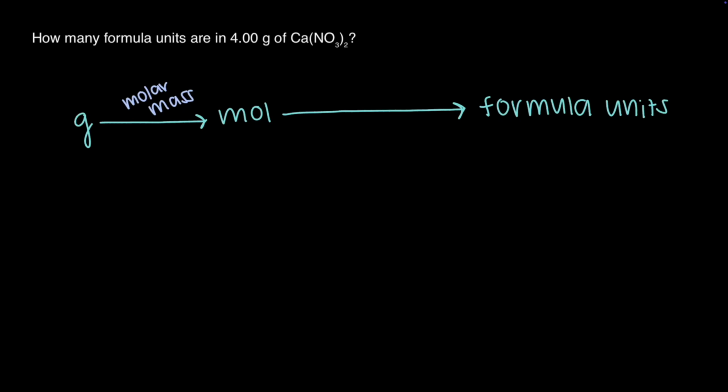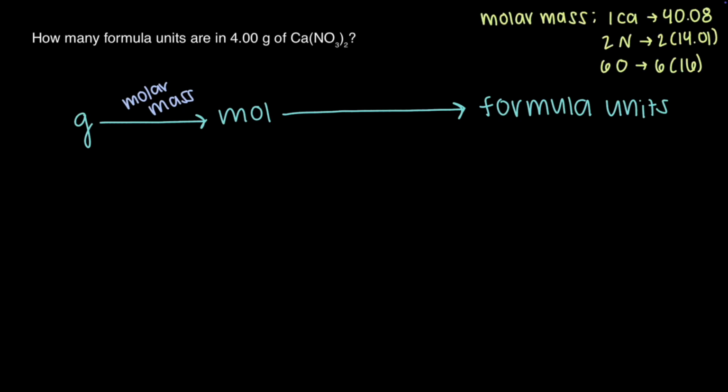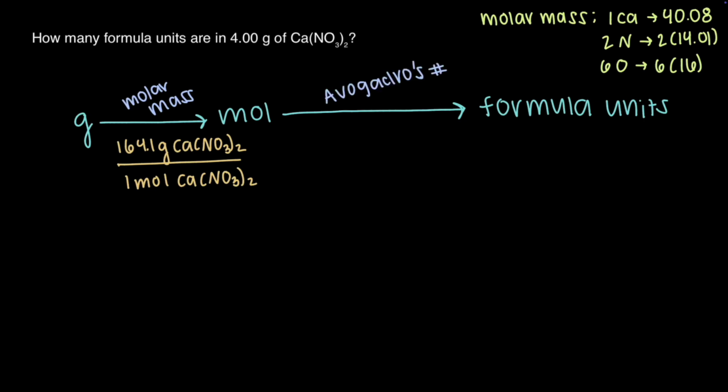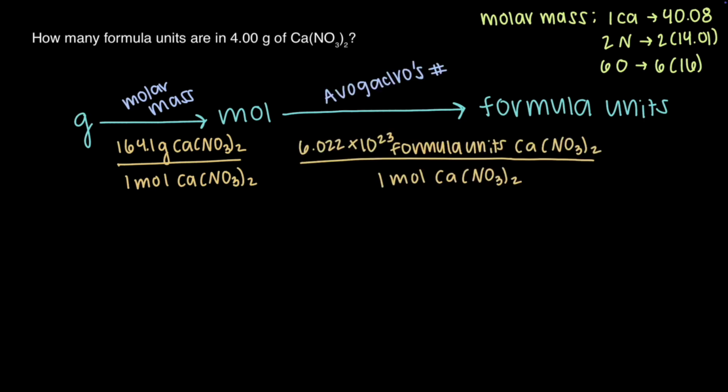To calculate the molar mass, we will add together 1 Ca, 2 N's, and 6 O's to get a total of 164.1 grams per mole. To convert from moles to formula units, we'll use Avogadro's number, and the conversion factor will be 6.022 times 10 to the 23rd formula units of CaNO₃ per every 1 mole of CaNO₃.